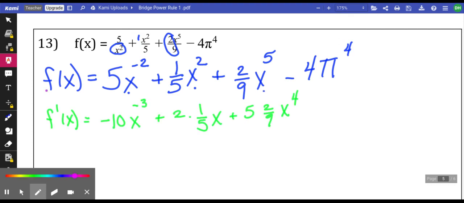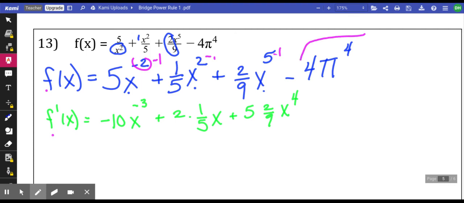All right, so my f became f prime. I brought my negative 2 down, so I did negative 10 in my head, x, and if I subtract, sometimes I'll put my minus 1 up there for myself, so I know that's a negative 3. I just brought my 2 down times my 1/5 x, subtracted 1, I got a 1. I have my 5, my 2/9, subtracted 1, I got a 4. And I really tried to mess with you on this one. Notice, is there even an x? No, that means it's a constant. This is really just 4 times 3.14 to the 4th power. It's all just a number. It's some ugly number. I don't care what it is. It's just a number. So its derivative is 0.